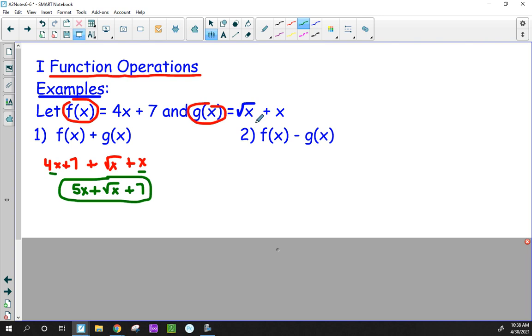Example 2. F of x minus g of x. Again, notice that the f function is in front, so we must write the rule down in front. With subtraction, it's probably a good idea to make sure that you're using parentheses or a bracket, because subtraction, remember, is a type of problem where you have to change the signs of every term behind it. So I'm going to use a bracket here and copy down my g function, which is the square root of x plus x.